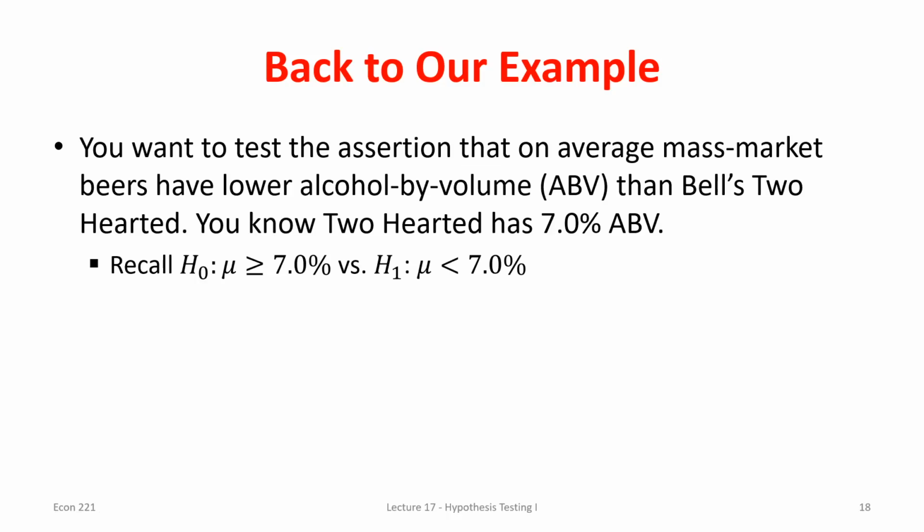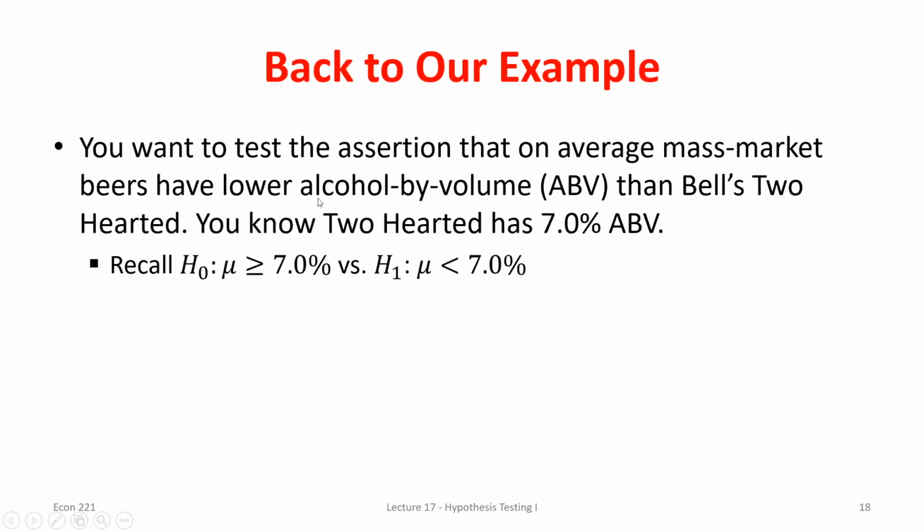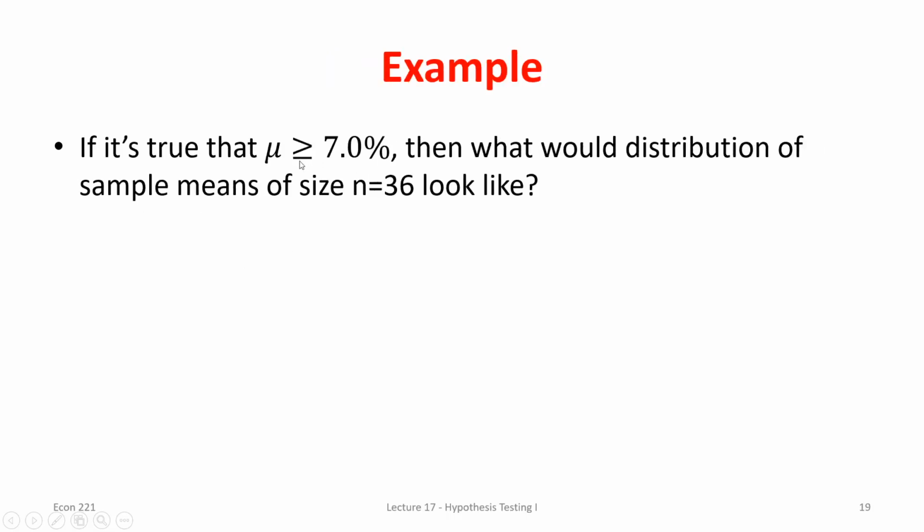So we have a less than sign in our alternative hypothesis, which means we have a left tail, or less than, test. Okay? So if what we assume to be true is true, if this null hypothesis is true, then the true population mean is 7% or higher. So let's assume that in fact was true. What would the distribution of sample means with a sample size of 36 look like?